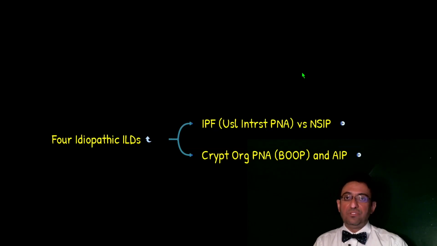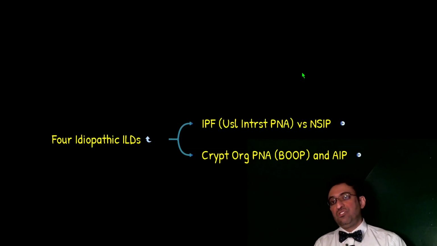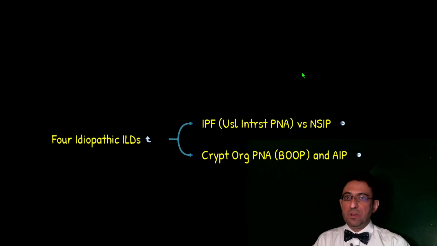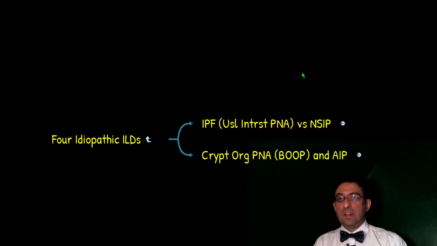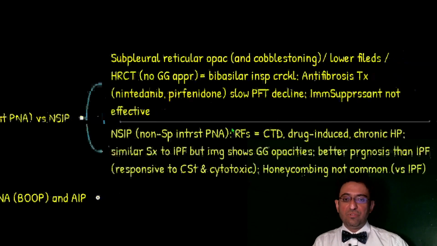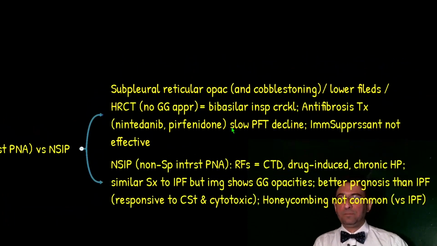But these are the 4 idiopathic interstitial lung diseases, including idiopathic pulmonary fibrosis, also known as usual interstitial pneumonia, as opposed to non-specific interstitial pneumonia. And then we have 2 other conditions which are each other's differential, and those are cryptogenic organizing pneumonia, also known as bronchiolitis obliterans organizing pneumonia, and acute interstitial pneumonia. So, what about interstitial fibrosis?